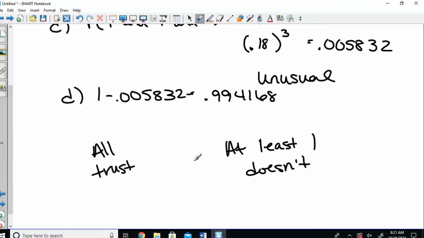If I said like one person trusts and 3 people trust, are those complements? No, because that doesn't take into consideration everybody. If they're truly complements, it has to be like a line I can draw and everybody fits in one of those two groups. Okay.